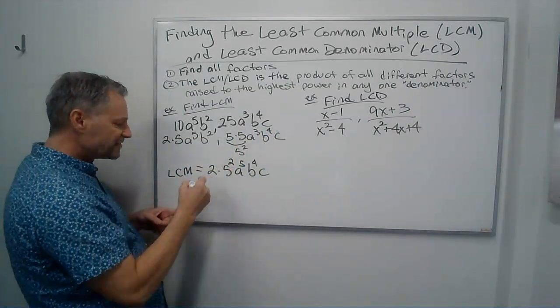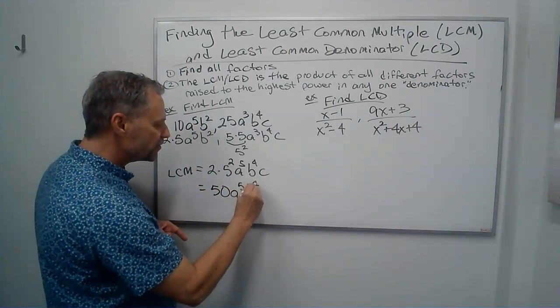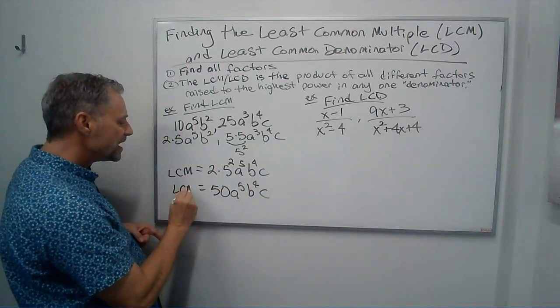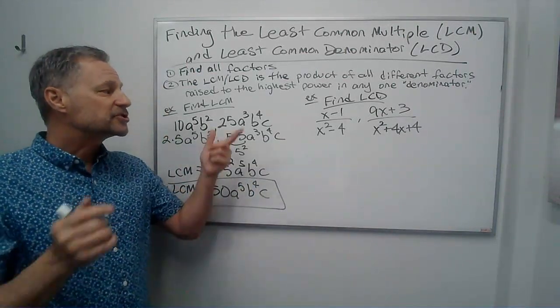So 25 times 2 is 50. A to the 5th, B to the 4th, C. That's my LCM, my least common multiple. All right, let's do another one.